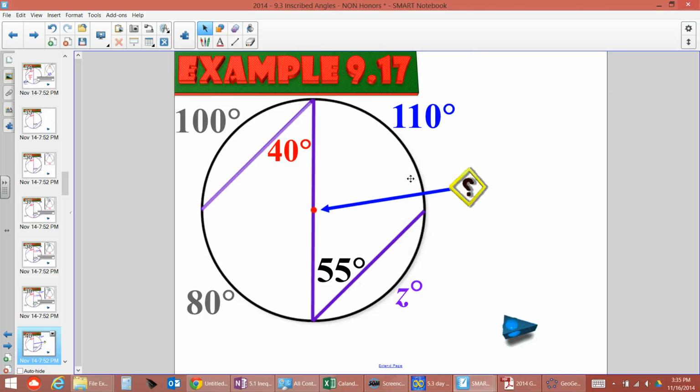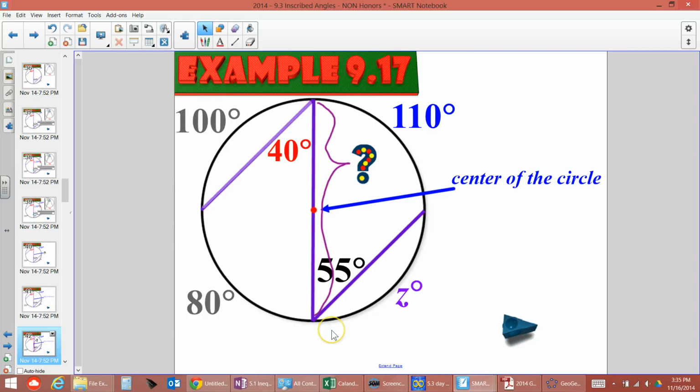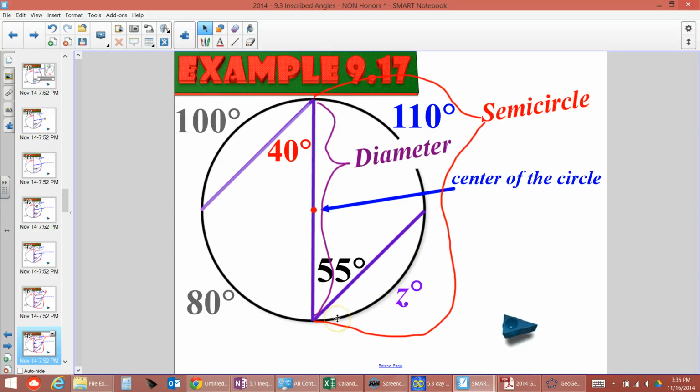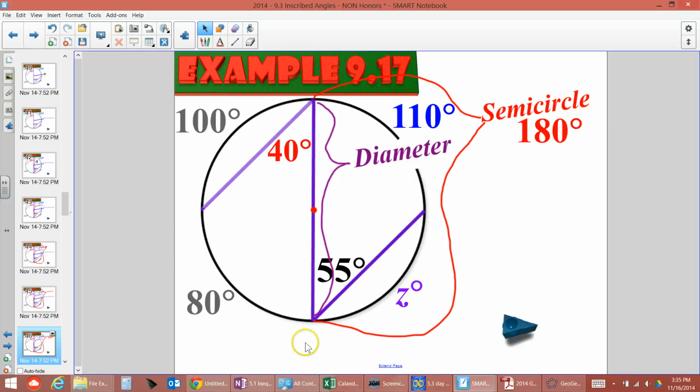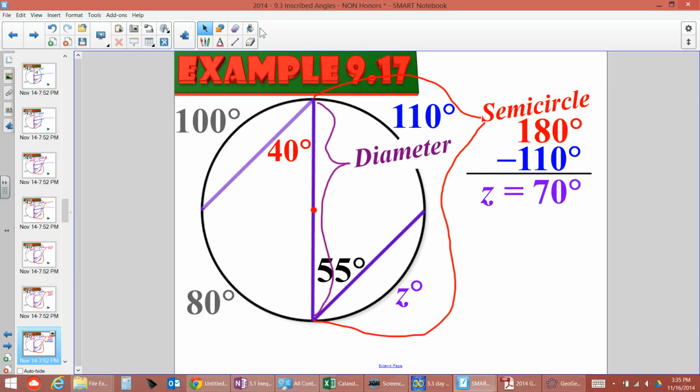Now the last one was, hey, this is a diameter, right? And if that's a diameter, then this part over here is a semicircle. Should be 180 degrees. And if I just want these, then I got to take away the 110. I'm left with 70. So z equals 70.